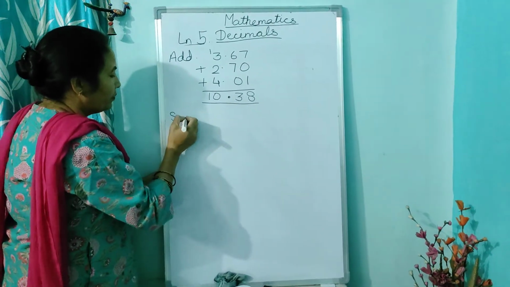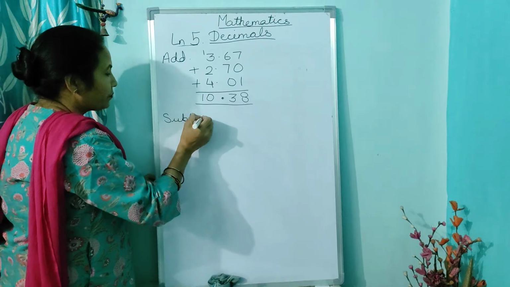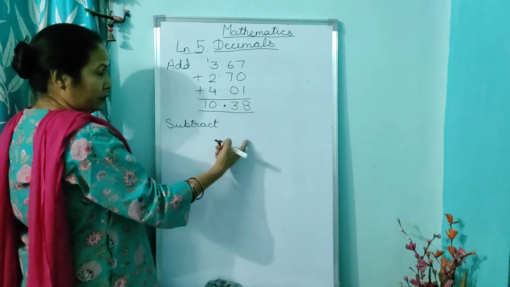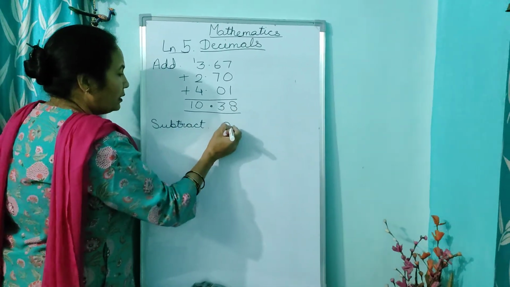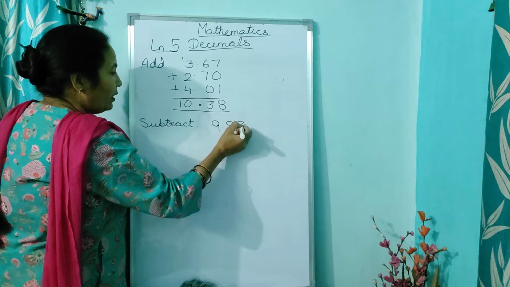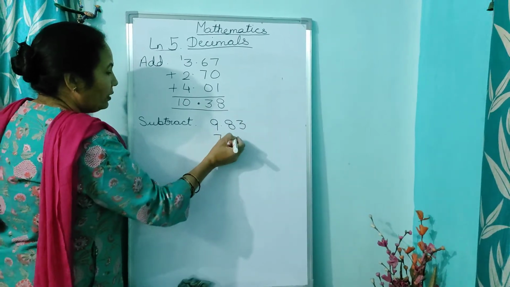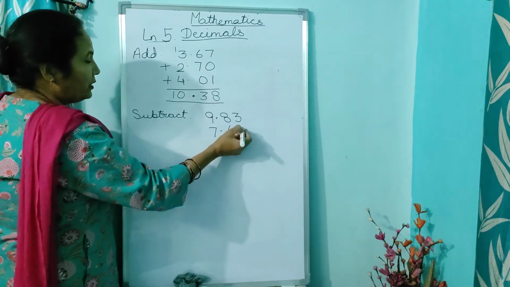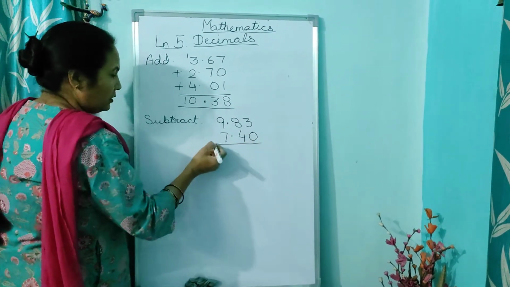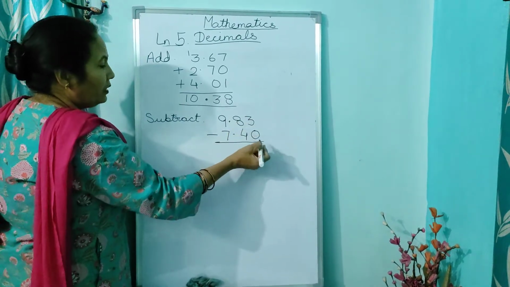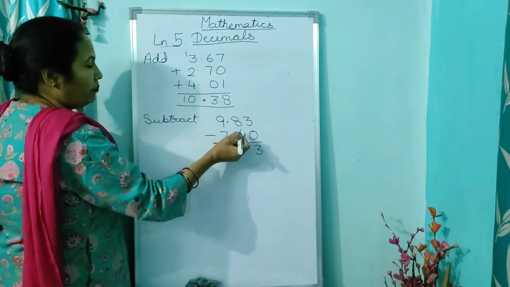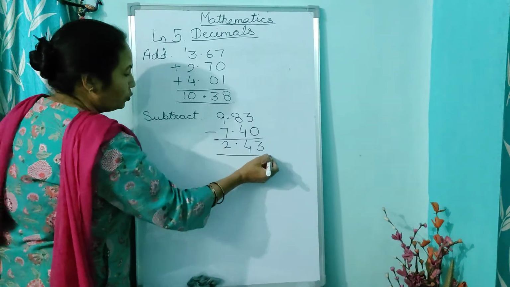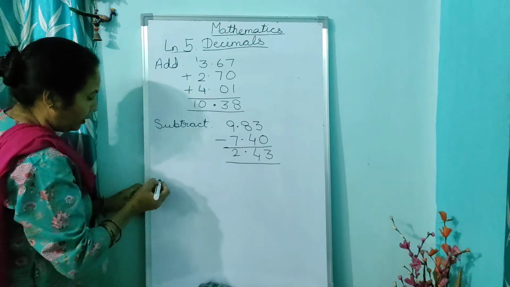Then you have subtraction. Here also you will see the decimal point should be in the correct place. You have 8 and then 7.4. Now children, again, if you want, you can write a 0 here so that it is easy for you. So 3 minus 0, 3. 8 minus 4, 4. 9 minus 7, 2. So this is how you have to do it.